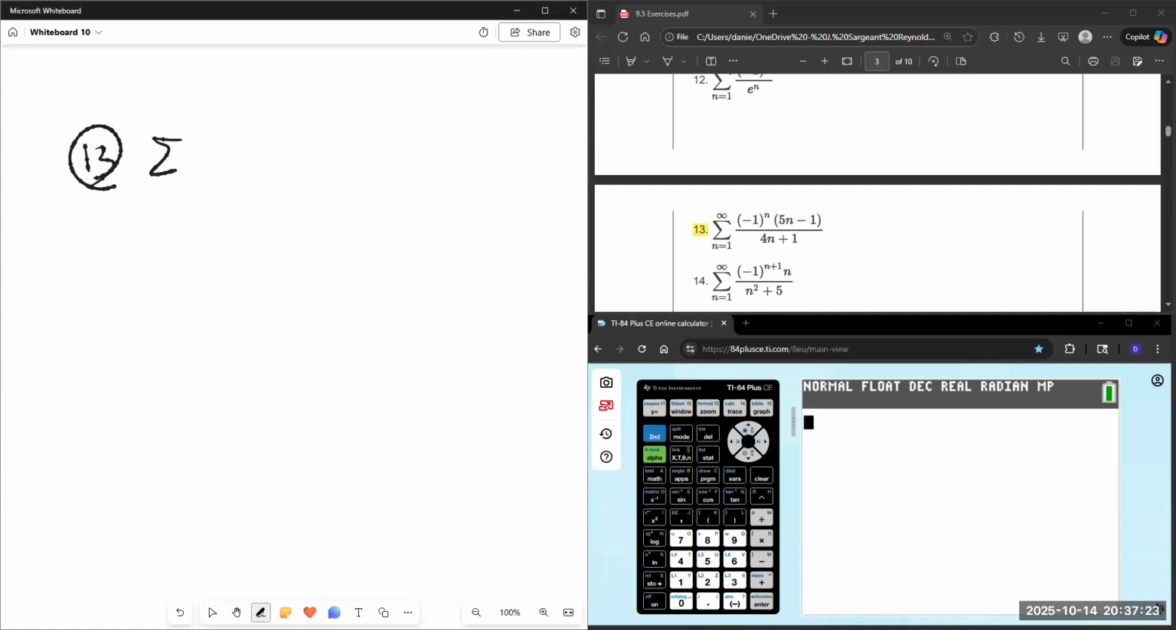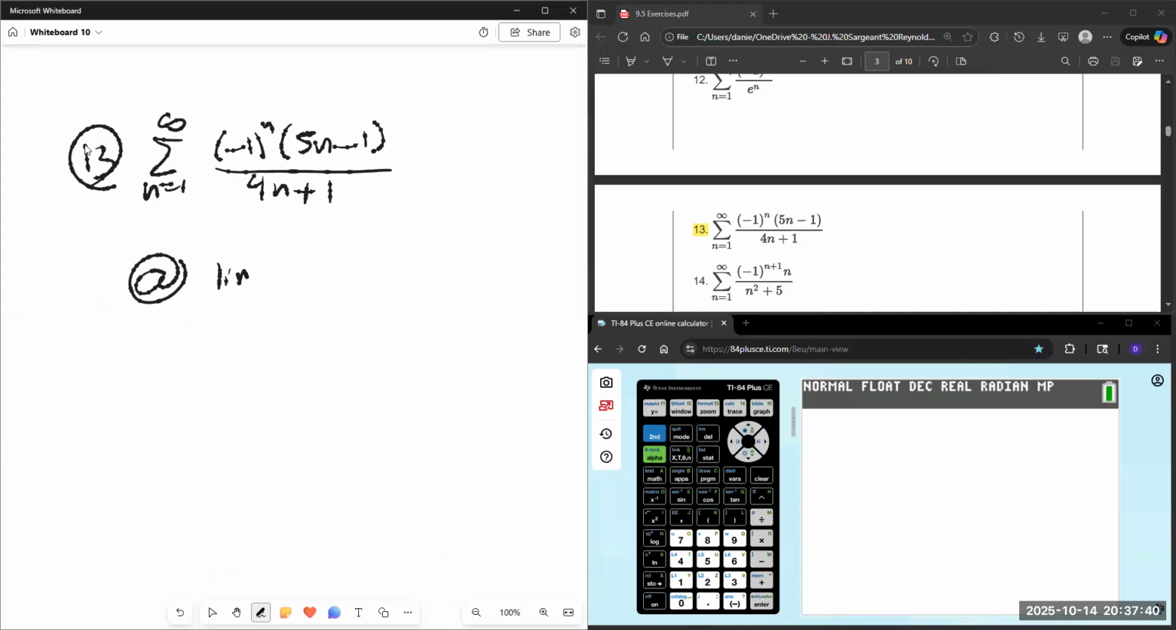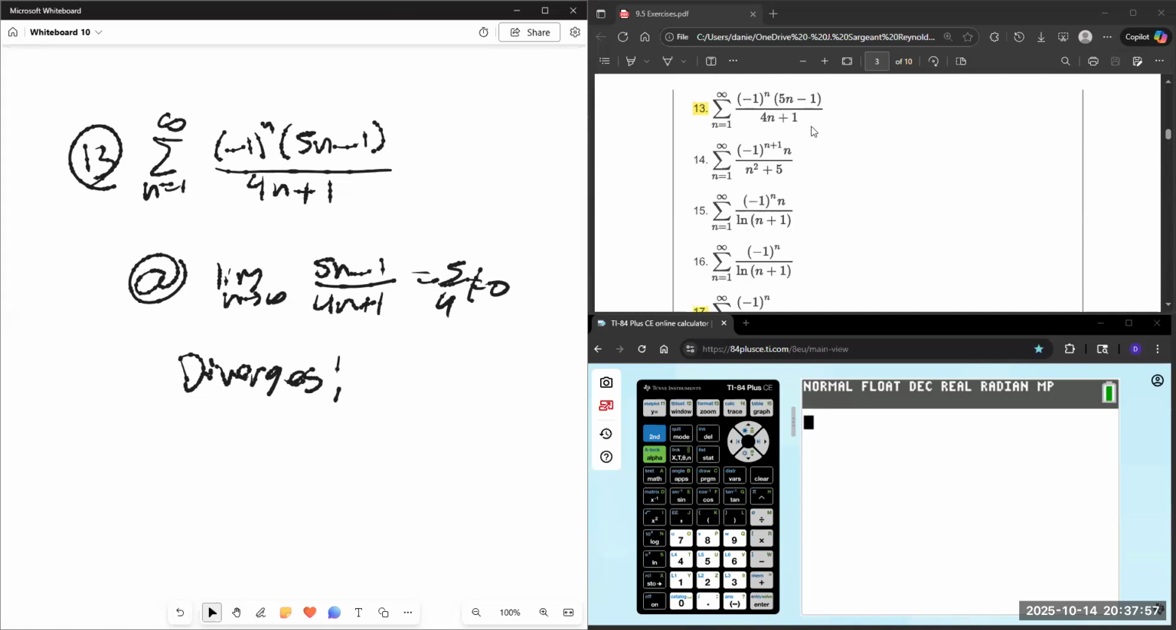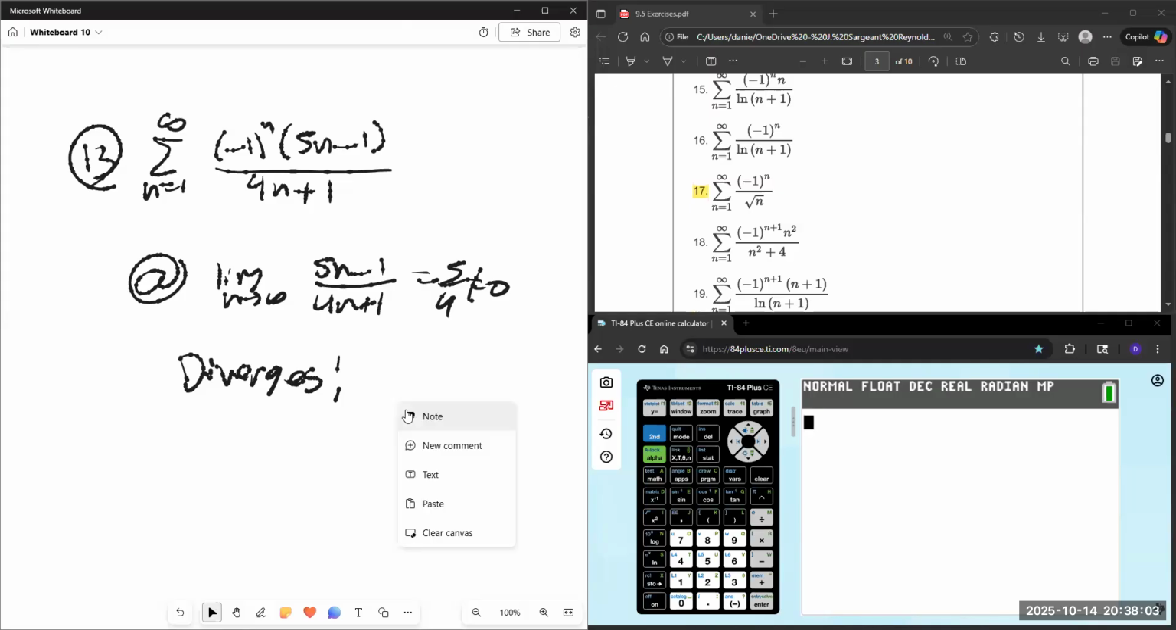Let's go ahead and look at number 13. Number 13 says summation n equals 1 to infinity, negative 1 to the n, 5n minus 1 over 4n plus 1. So this is going to fail the first condition. The limit as n goes to infinity of 5n minus 1 over 4n plus 1 is 5/4, which is not equal to 0. So this diverges. I don't even need to test the second condition.